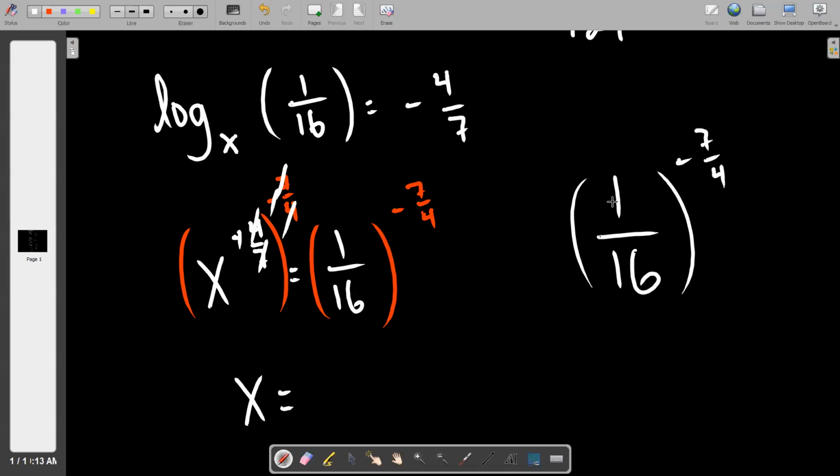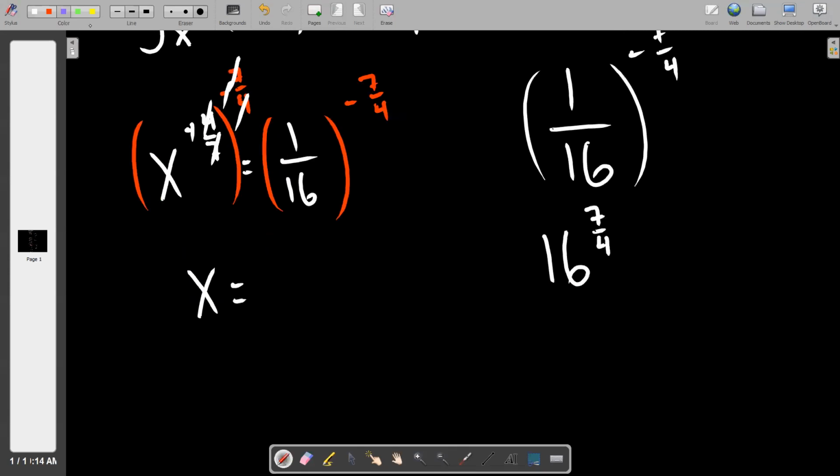So what we're going to do now is we're going to take the 1 over 16 and we're going to flip it over to 16 over 1, also known as just regular 16. And then we're going to raise that now to the power of +7/4. Remember, that's the fee, the toll. You flip it, change the sign. We don't evaluate things with negative exponents. We fix them so they have positive exponents, and then we evaluate them from there.